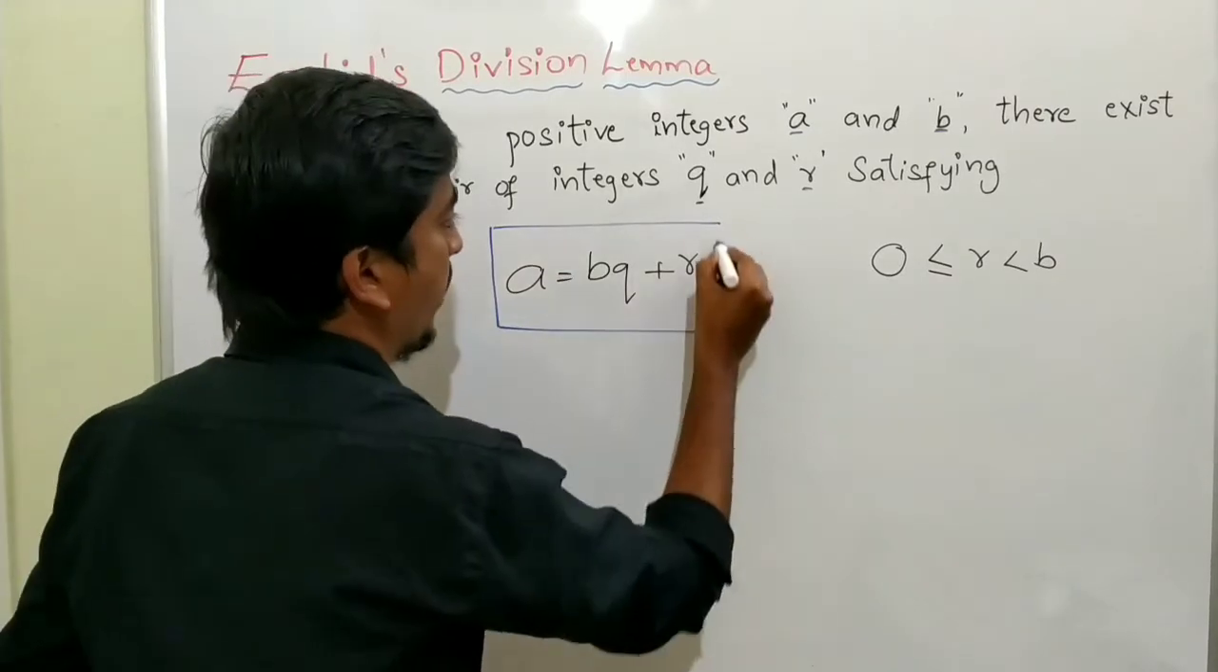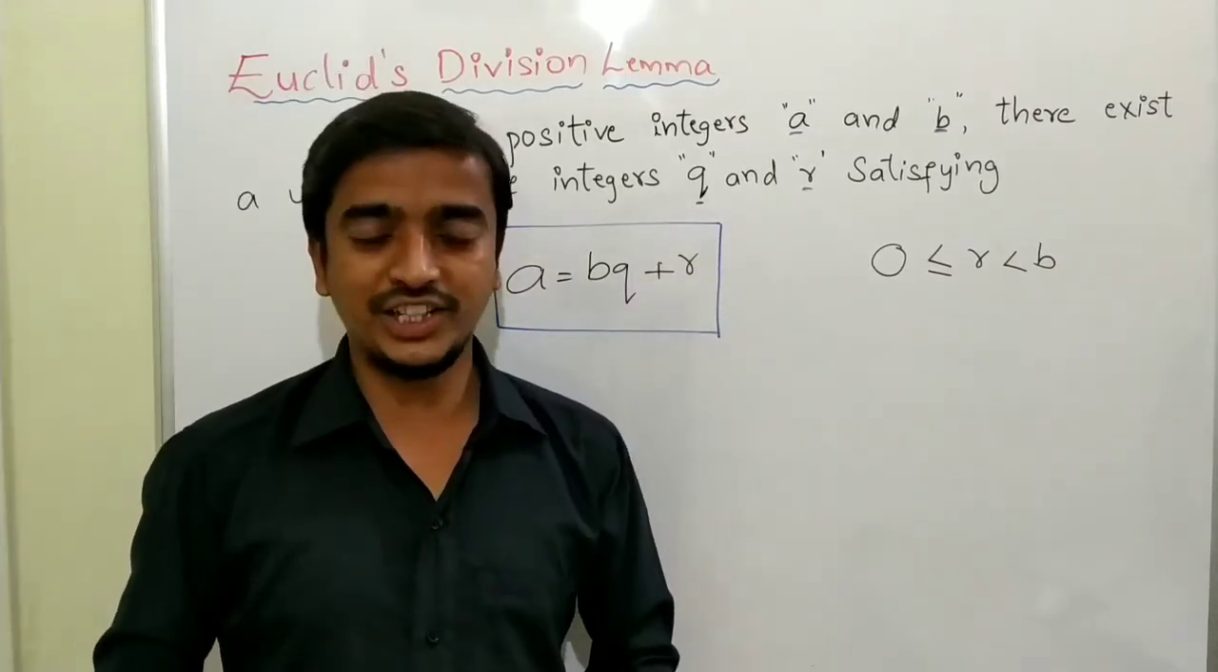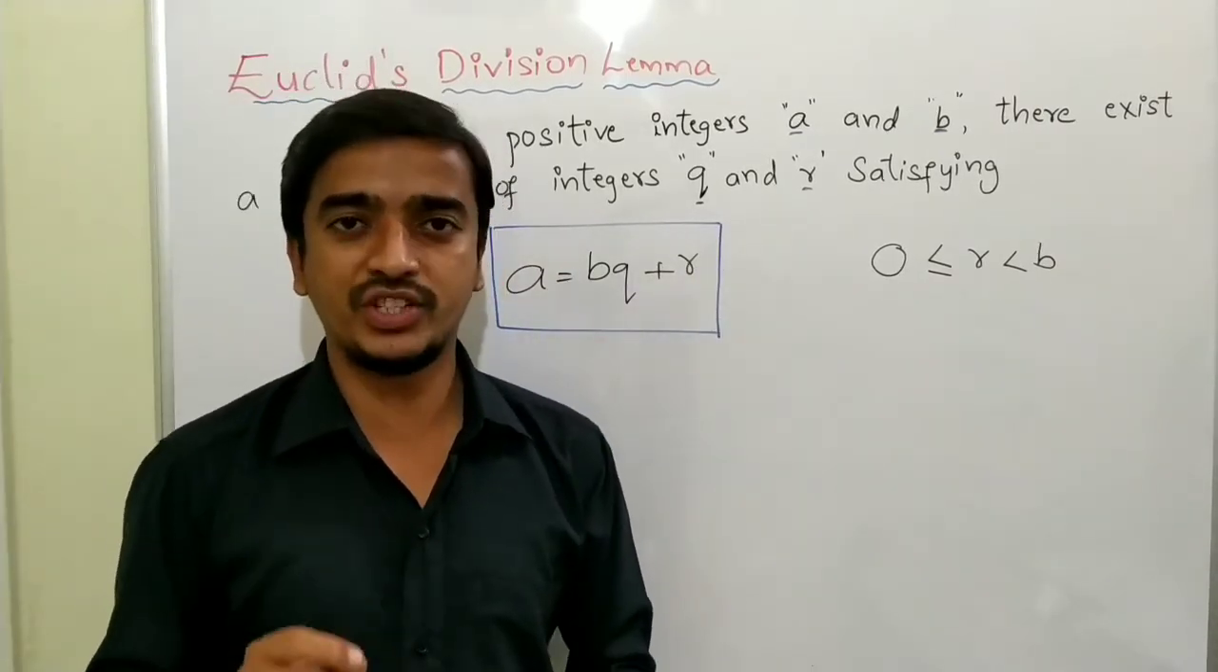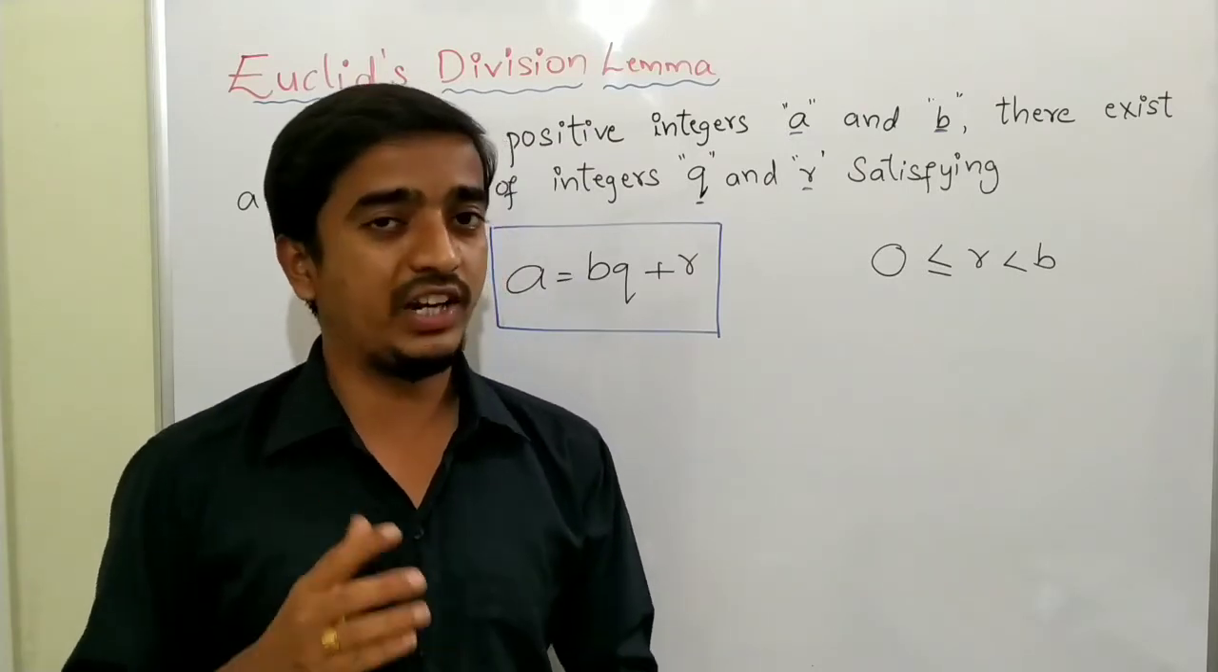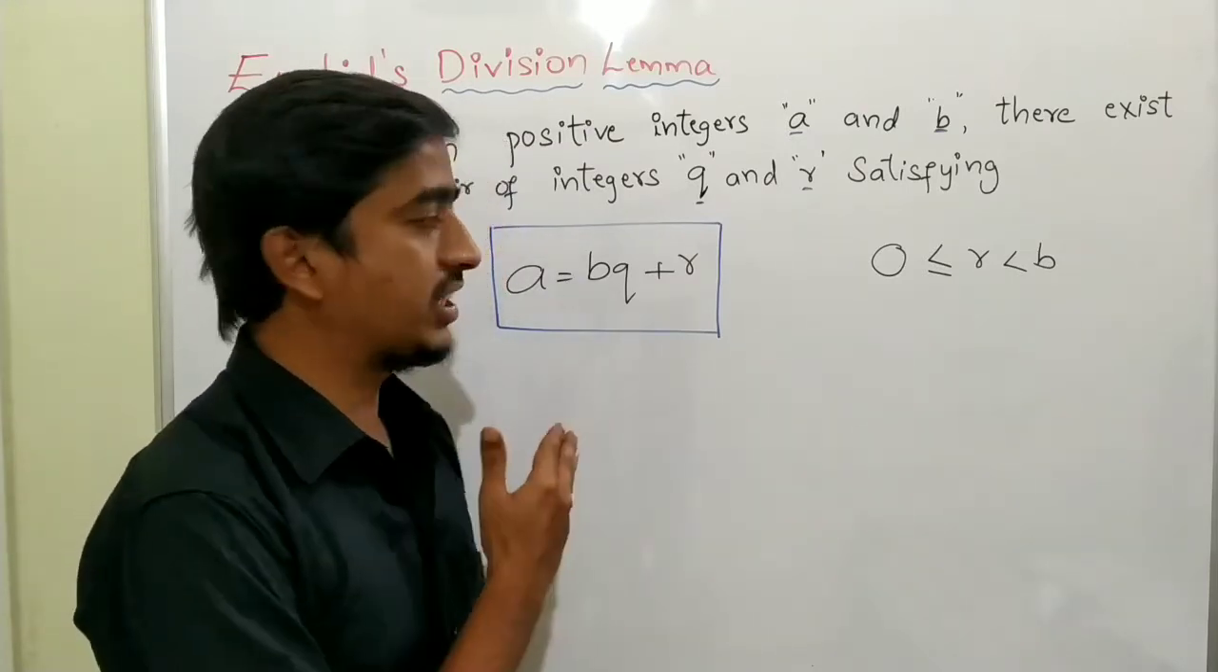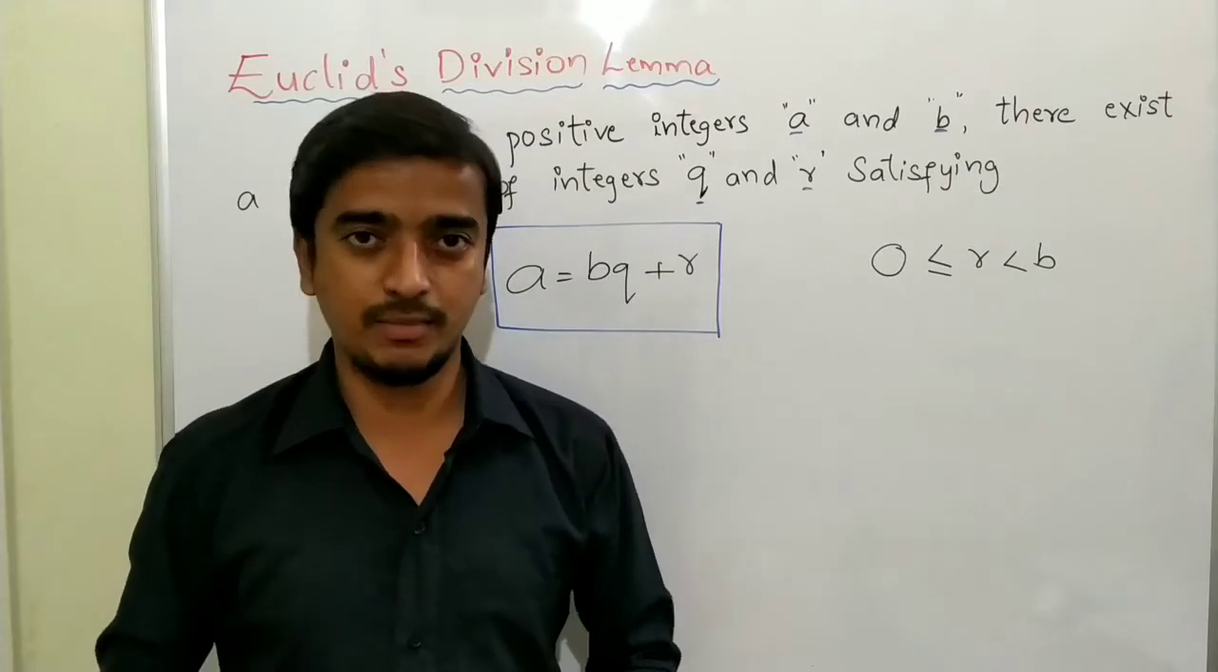a equals bq plus r. This result was first recorded in Book 7 of Euclid's Elements. The division algorithm is based on this lemma. So let us apply this lemma.